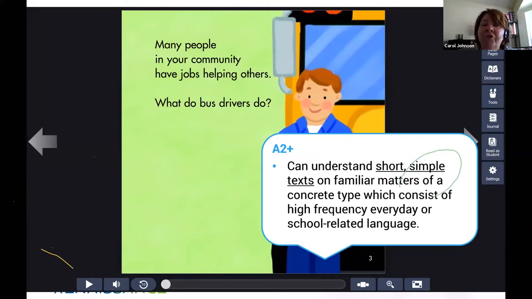And the structure that I like to point out on this one is the word helping. You know, that's a really low frequency grammatical structure for English, for native English speakers. Another way to say that would be "many people in your community have jobs that help others." So you can see there are different ways to do that. And usually the ing form does not come up front. It's usually followed by the other structures that we learn.